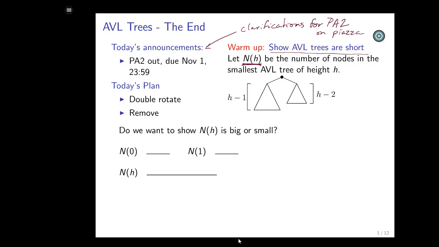Our goal is to show that AVL trees are short. So we will be talking about calculating bounds on n of h, the number of nodes in the smallest AVL tree that has height h. Do we want to show that n of h is big, or do we want to show that n of h is small, if we want to show that AVL trees are short?